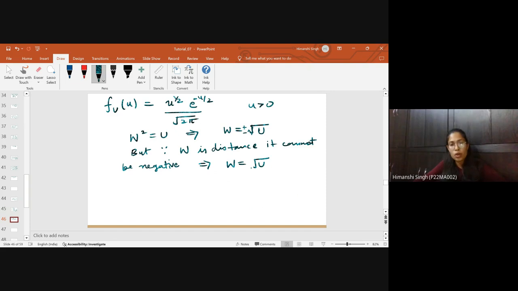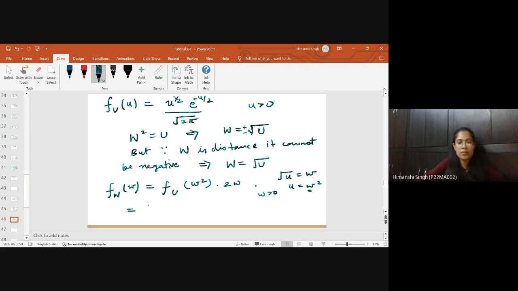Since I'm considering only the positive under root of U, what will be the density of W? We'll find the inverse. The inverse is: under root of U equals W, so U is W square. So f_W(w) will be f_U of W square, because this is the inverse, and I will differentiate it. The derivative of this will be 2 into W. Now for this, W should be greater than 0.